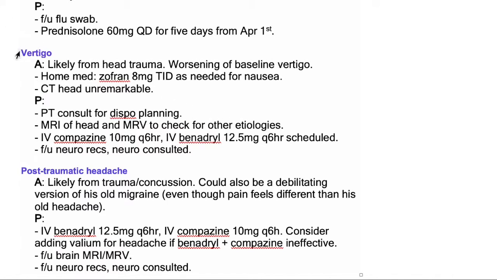Again, the differential of vertigo can be really, really broad, and I just left it that I'm going to check for other etiologies. Again, it could be vestibular neuritis, meningioma, or some kind of other brain tumor. Again, there's a lot of differential, but unless I'm doing something about it, I would not write it. And I wrote about the medication I'm going to give, and I consulted neurology, so I just said follow up neurology recs.